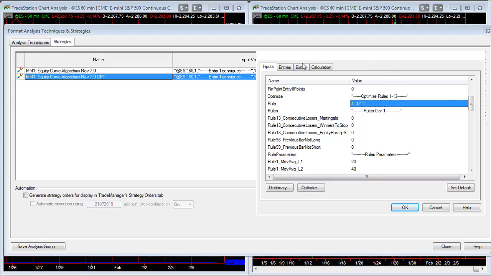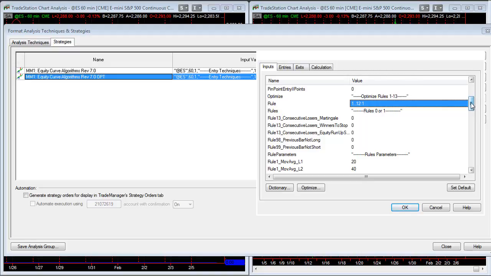In the original algorithm up here, you can optimize from 0 to 1 on all 12, and you'll have 8,192 combinations just on the default parameters by testing each rule separately and each combination of each rule with any other rule. And so there are many, many combinations you could do, but we're going to first take a look at which one rule works the best by testing them individually.